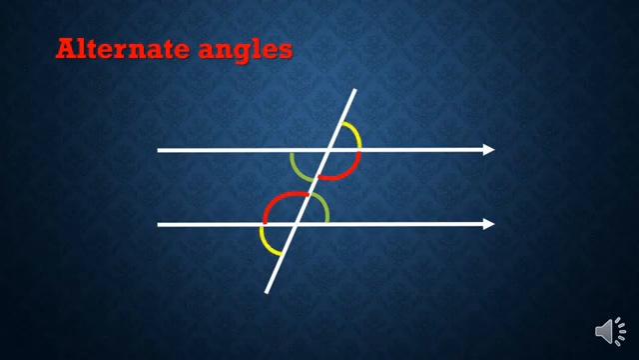Here again, the two yellow angles are alternating angles on either side of the transversal. But in this case, they are outside the parallel lines. So they are called external alternating angles. The same with the blue ones.